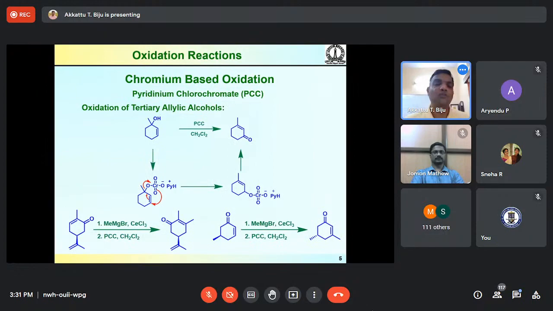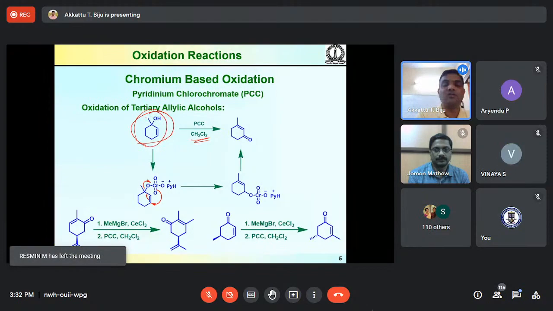So having said all this, one of the most important applications of PCC, or pyridinium chlorochromate, in all the oxidation reactions, is its remarkable ability to oxidize the allylic alcohol moiety. So if you have an allyl alcohol like this, in the presence of PCC and dichloromethane under dry conditions, one can easily oxidize this allyl alcohol to an alpha beta unsaturated carbonyl compound.